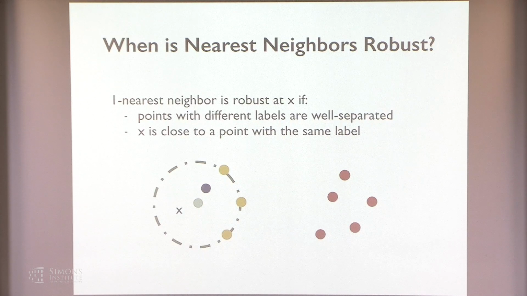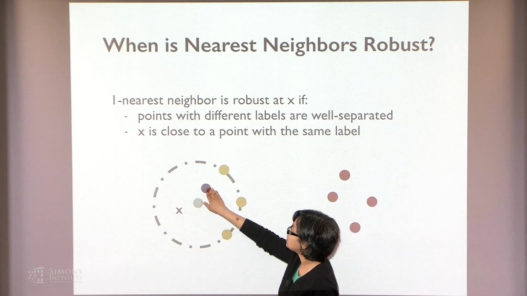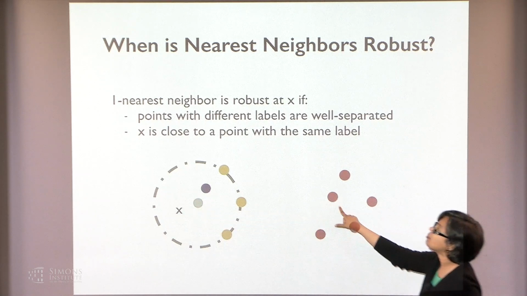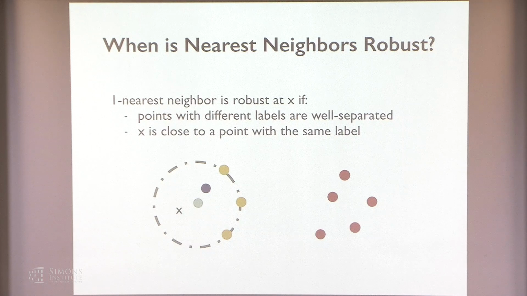To get to this modified algorithm, let's start out by thinking about when nearest neighbor is robust. If you look at one nearest neighbor, when is it going to be robust at a particular x? Well, it's going to be robust when points with different labels are well separated and your x is close to a point with the same label. So you have an x and y, it's close to another point x which has the same label y, and it's far off from a point which has a different label.